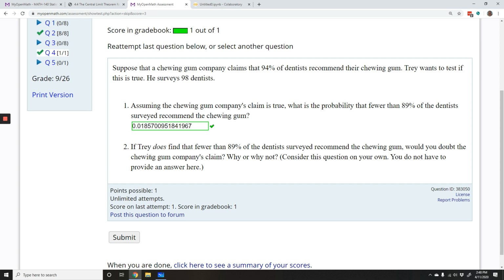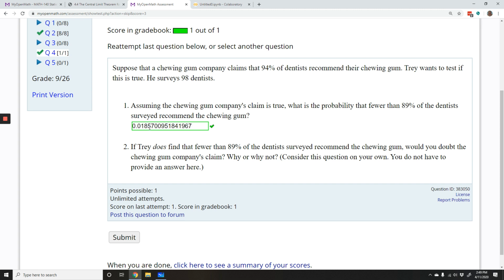The question in part 2 is, if Trey does find that fewer than 80% of the dentists surveyed recommend the chewing gum, would you doubt the chewing company's claim? Why or why not? So again, this one we will consider on our own. We won't provide an answer here. We will learn later in chapter 6 how we can be more careful about analyzing this question. But right now, just think about it.